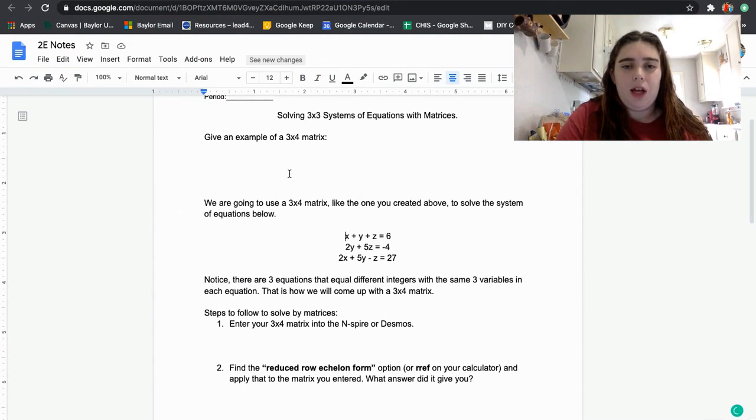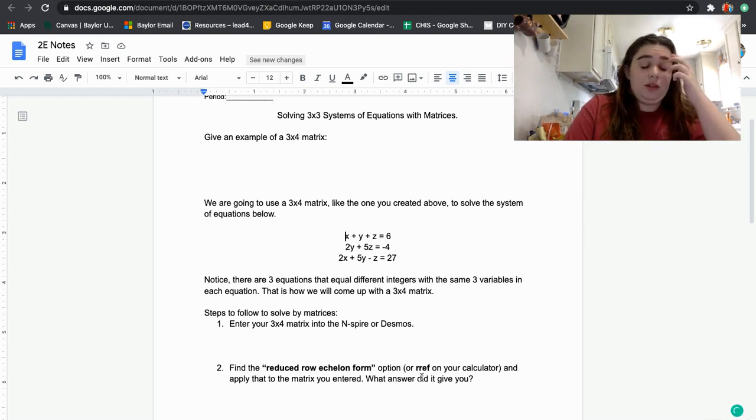All right, awesome. Now we're going to use a 3 by 4 matrix, like the example we created above, to solve this system of equations below, okay? Here's our system of equations, and we know it's 3 by 3 because we have 3 equations and at most 3 variables. You'll see in this second equation, it's missing x, but that just means we have a 0 coefficient for x, which is why it disappeared. We still have 3 variables at most in these equations, okay? So we're going to use a 3 by 4 matrix to represent this system.